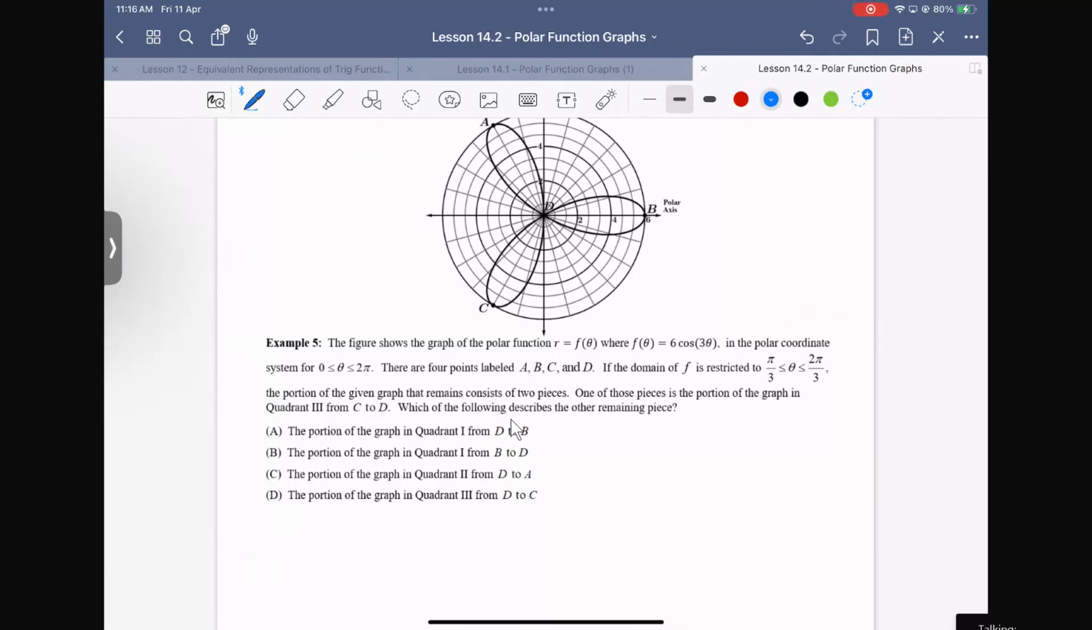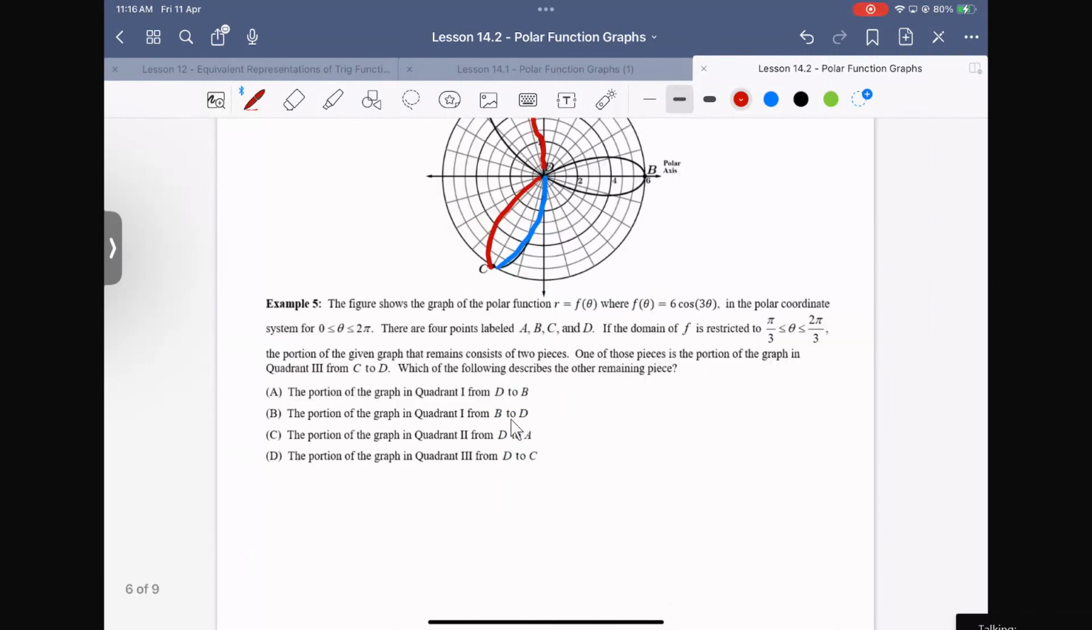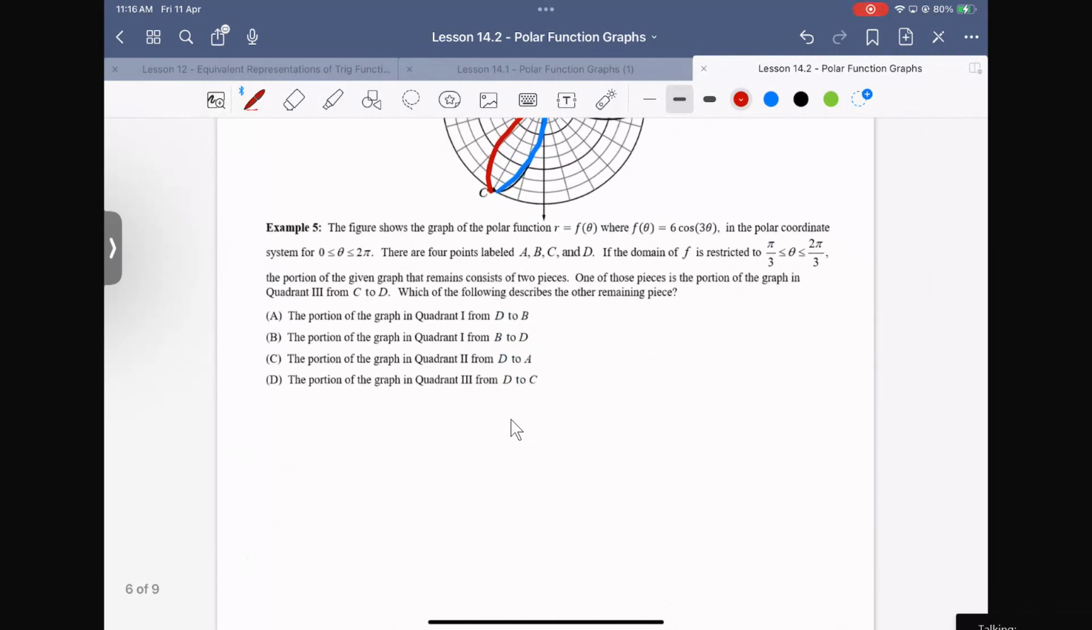One of these pieces is in the third quadrant from C to D. So one of these pieces is here from C to D. Where is the other piece? Well, the other piece is either going to be this bit here or this bit here, depending whether it lies either side. So let's have a look at that. I think the easiest one for us on this is to calculate the end values. Let's have a go at calculating the end values for this one.